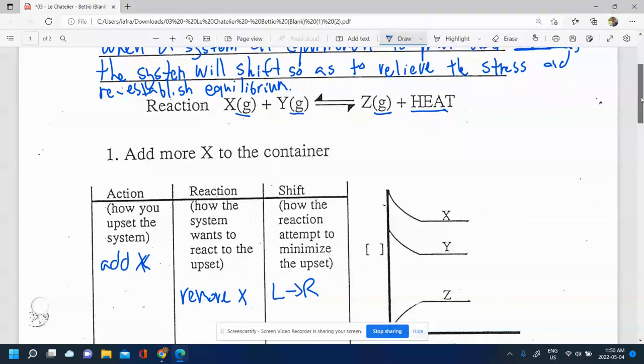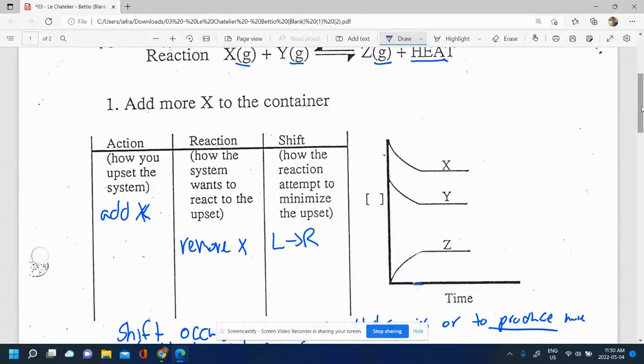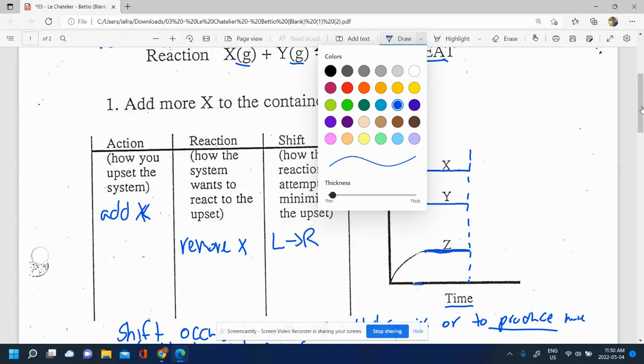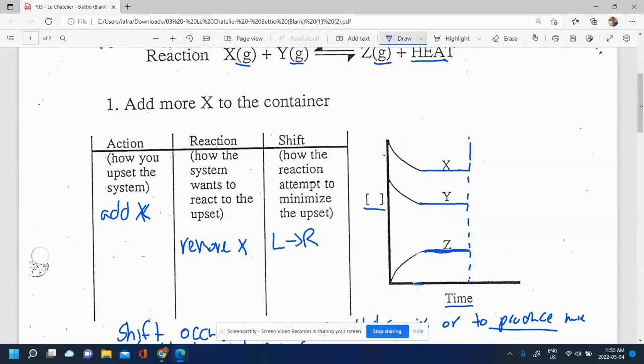So what would that look like on a graph? Here we have a graph, time versus concentration. And right now we're at equilibrium because the concentrations are no longer changing. They don't have to be equal, but the concentrations are no longer changing. And so I'm just going to make a little line over here to show what's happening when I make my change. So let's go with the scenario of we added some X.